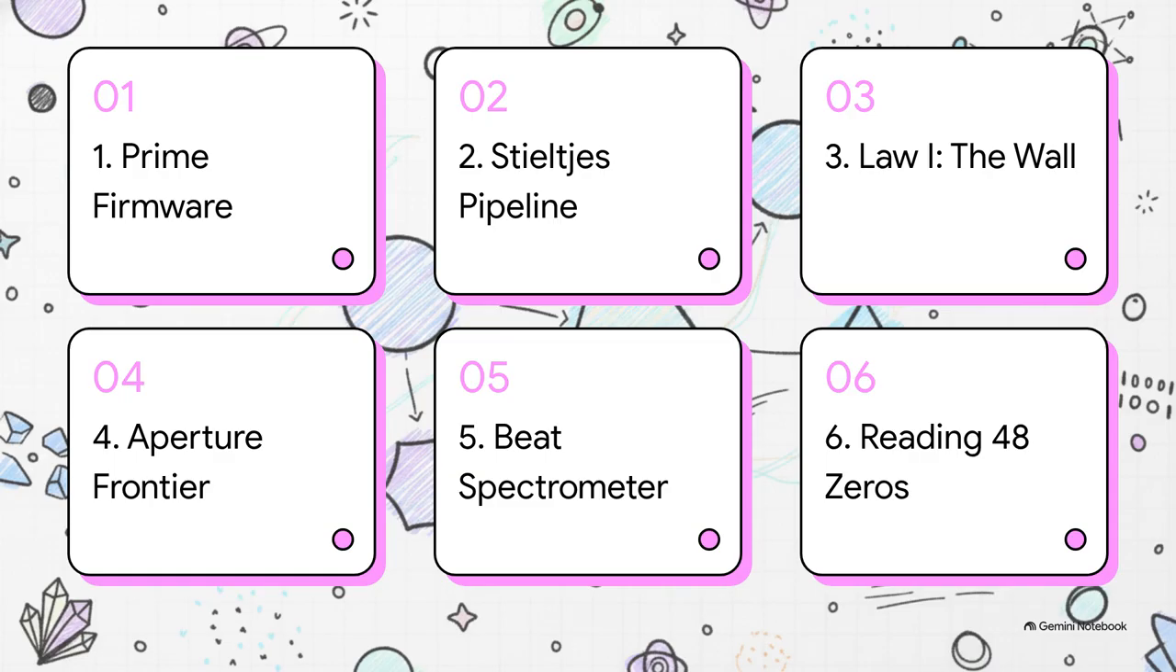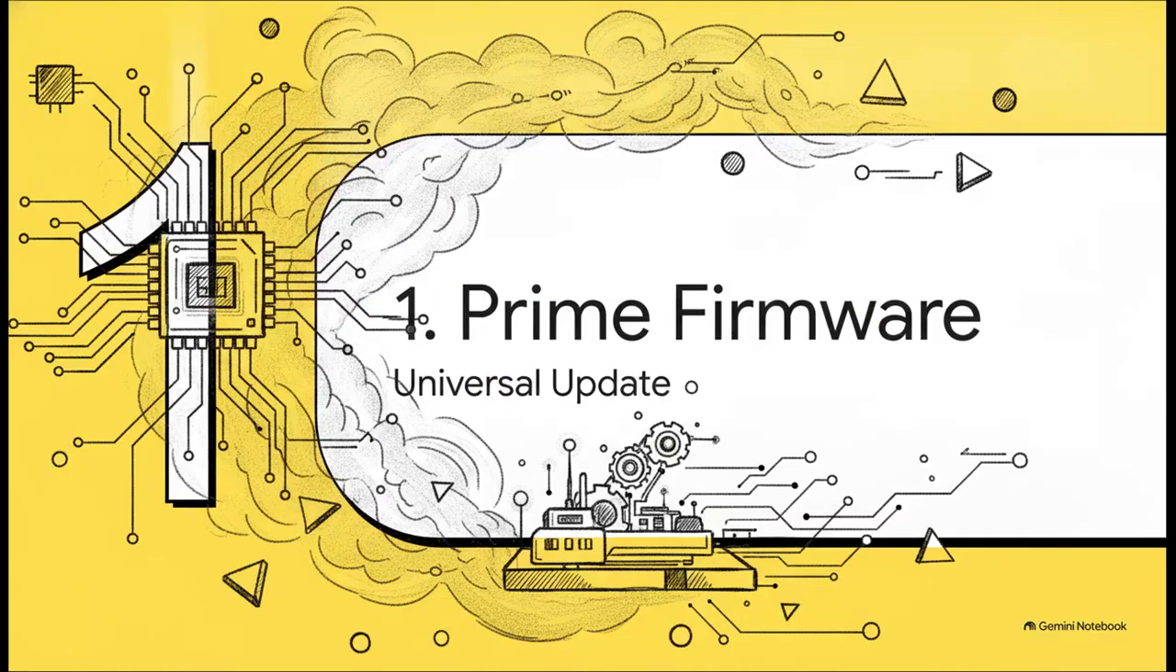Here is our instruction manual for today's explainer. We'll start with the prime firmware, move into the Stieltjes pipeline, then cover the three laws: Law 1, the wall; Law 2, aperture frontier; and Law 3, beat spectrometer, before wrapping up with reading 48 zeros. Let's get to it. Section 1.